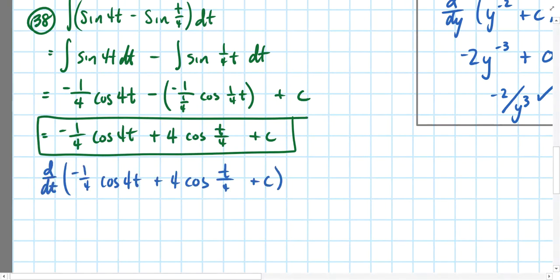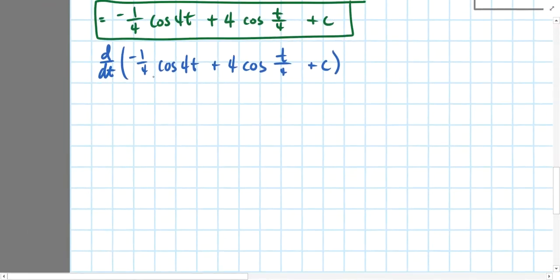To check, of course, we will take the derivative of this result. So the derivative with respect to t, I'm going to push this 1/4 to the front as a constant multiplier. The derivative of cosine is negative sine of 4t. Because of the chain rule that's necessary here, I do have to multiply by the derivative of the interior immediately. And in our second group, the derivative of cosine is again negative sine. Keep the interior as it is, and then multiply by the derivative of the interior. The derivative of c is 0.